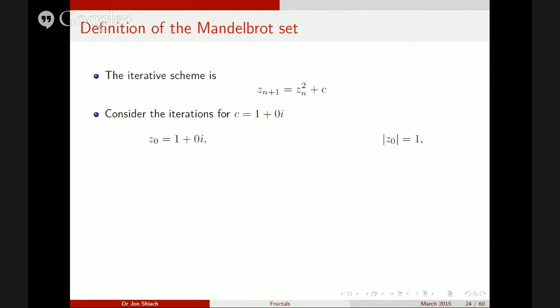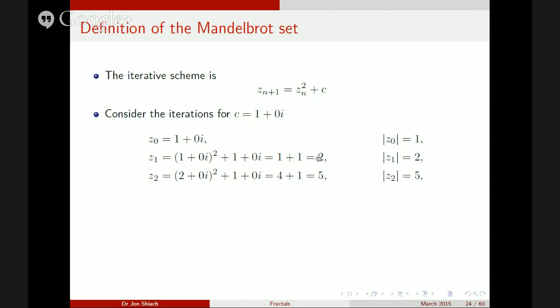So let's have a look at two such points c. Let's start with c equal to 1, so real part 1, imaginary part 0. That's just the number 1 on the horizontal axis. So z0 is 0, and z1 is c. Z1 will be whatever your z0 is squared plus c. That's quite easy: 1 squared plus 1 plus 0 gives me 2. So the modulus of z1 is equal to 2.